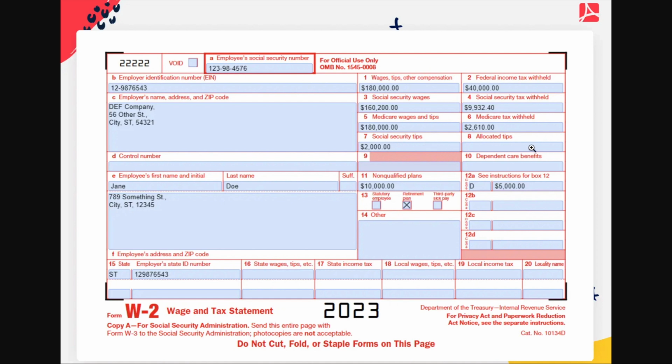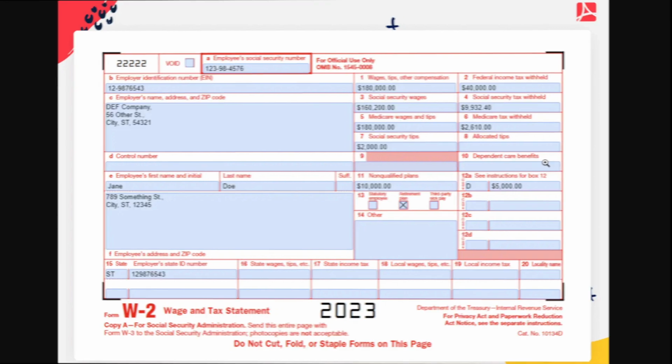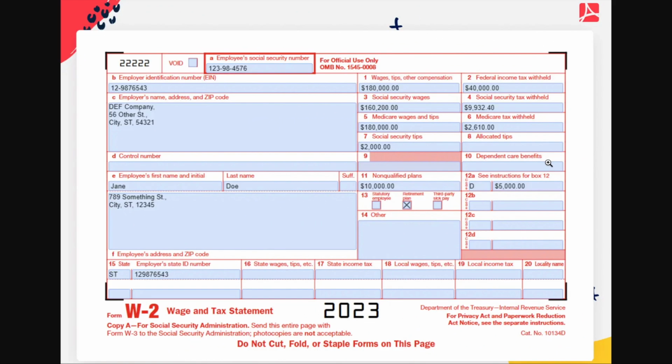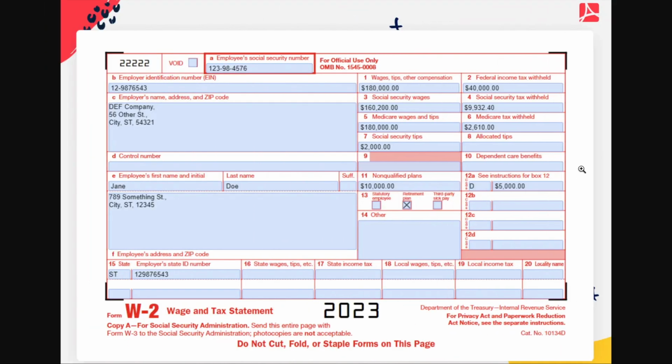Box 8, allocated tips that you see, and box 9 and then box 10 you'll see dependent care benefit. Advance EIC payment, advance earned income, which is also called EIC, will be listed here. Box 10, dependent care benefit that you see right here is the total dependent care benefit under a dependent care assistance program. In this example, we do not consider that.